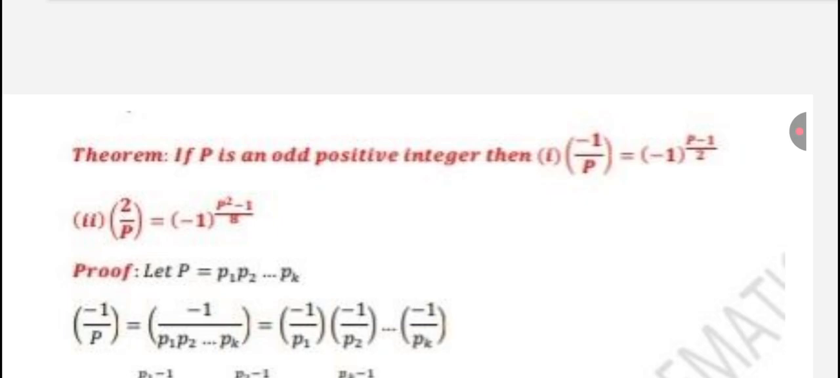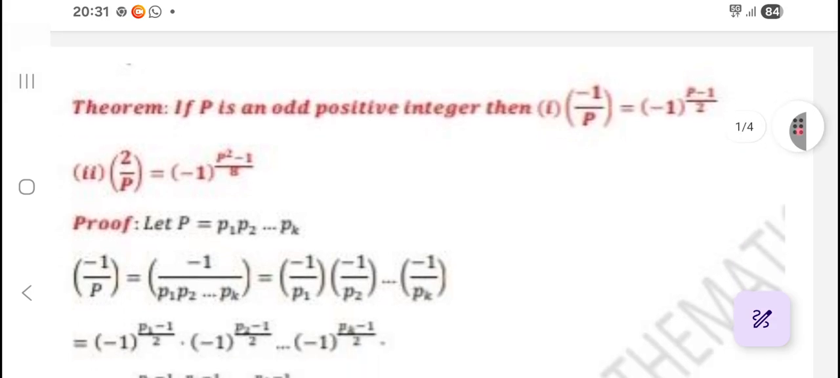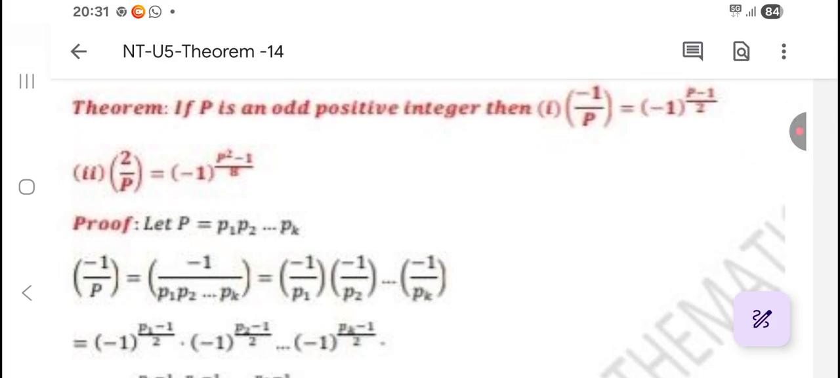Now let us say p can be written as the product of primes p1, p2, etc., pk. Then the Legendre symbol (-1/p) is equal to the Legendre symbol (-1/p1 p2 etc. pk). That is equal to (-1/p1) into the Legendre symbol (-1/p2), etc., the Legendre symbol (-1/pk). Now by the previous theorem we know that the value of this is nothing but (-1)^((p1-1)/2) into (-1)^((p2-1)/2), etc., (-1)^((pk-1)/2).